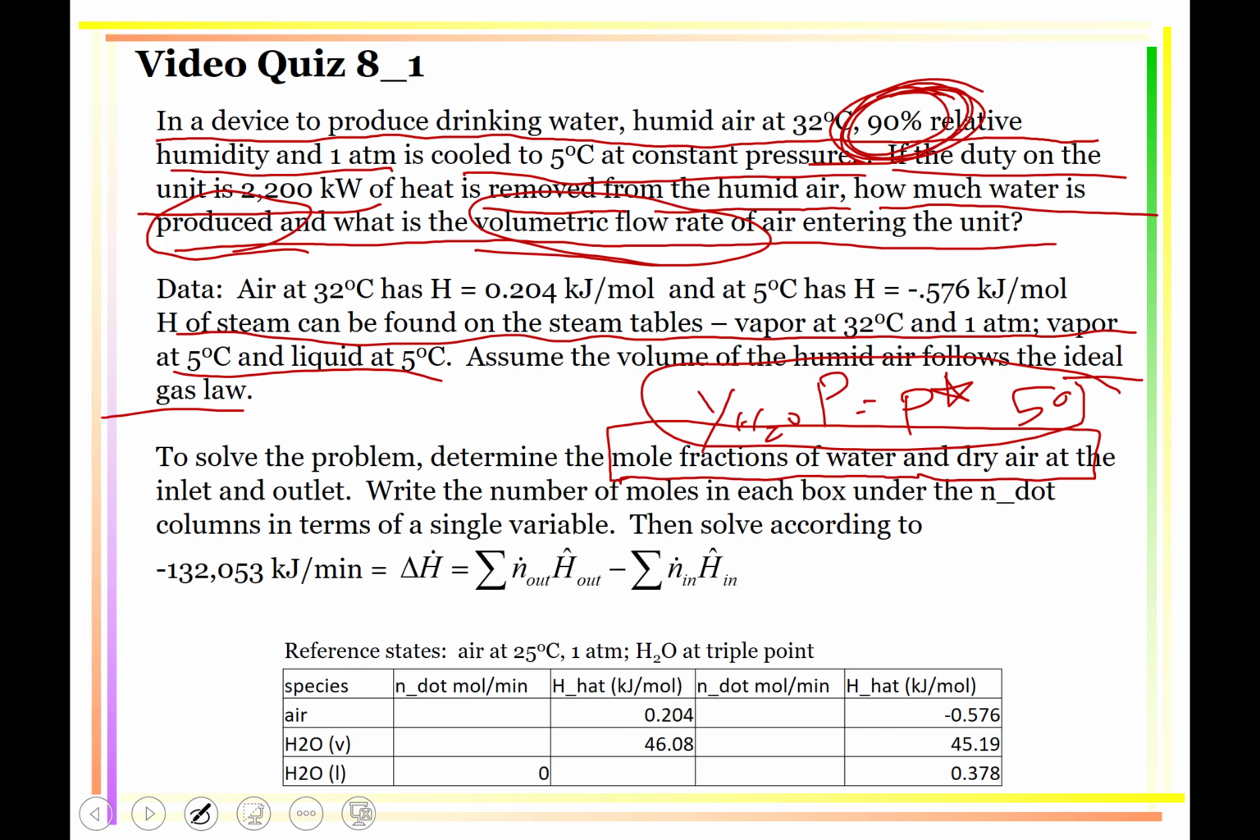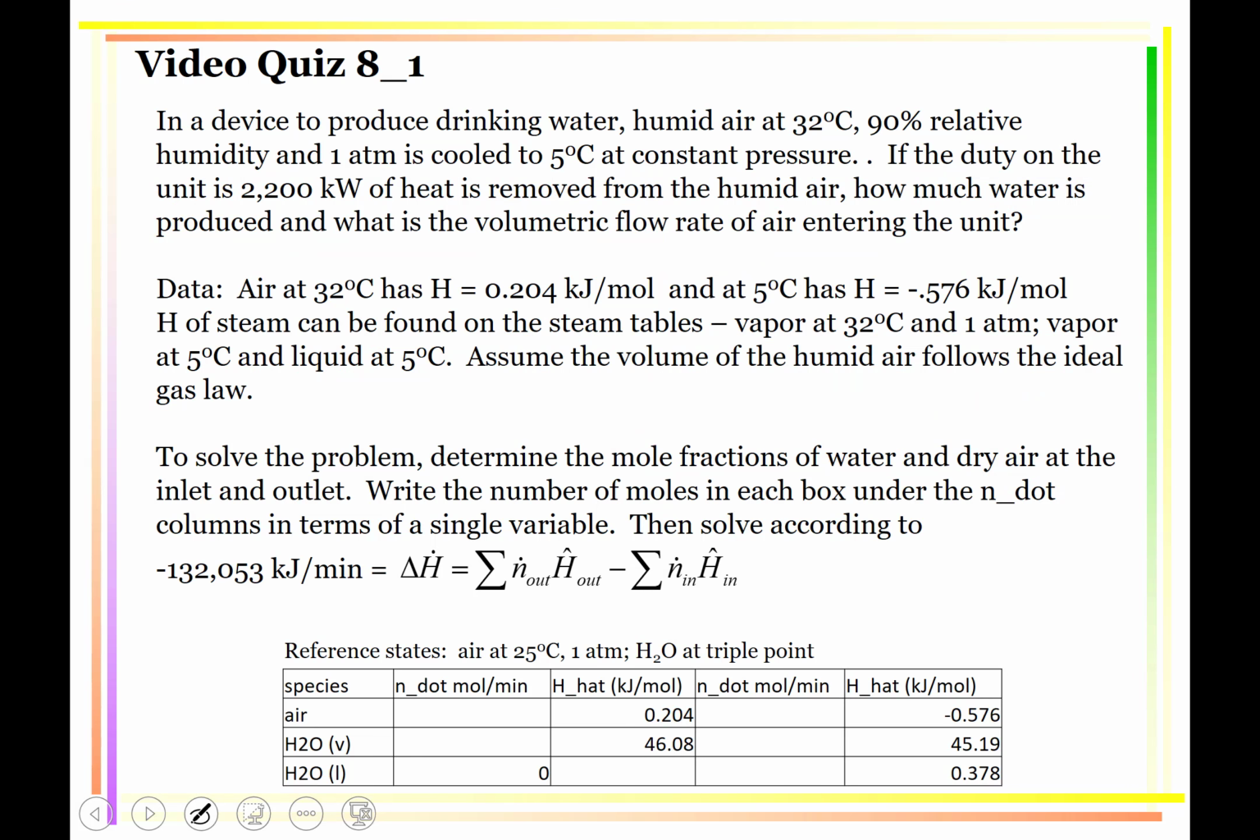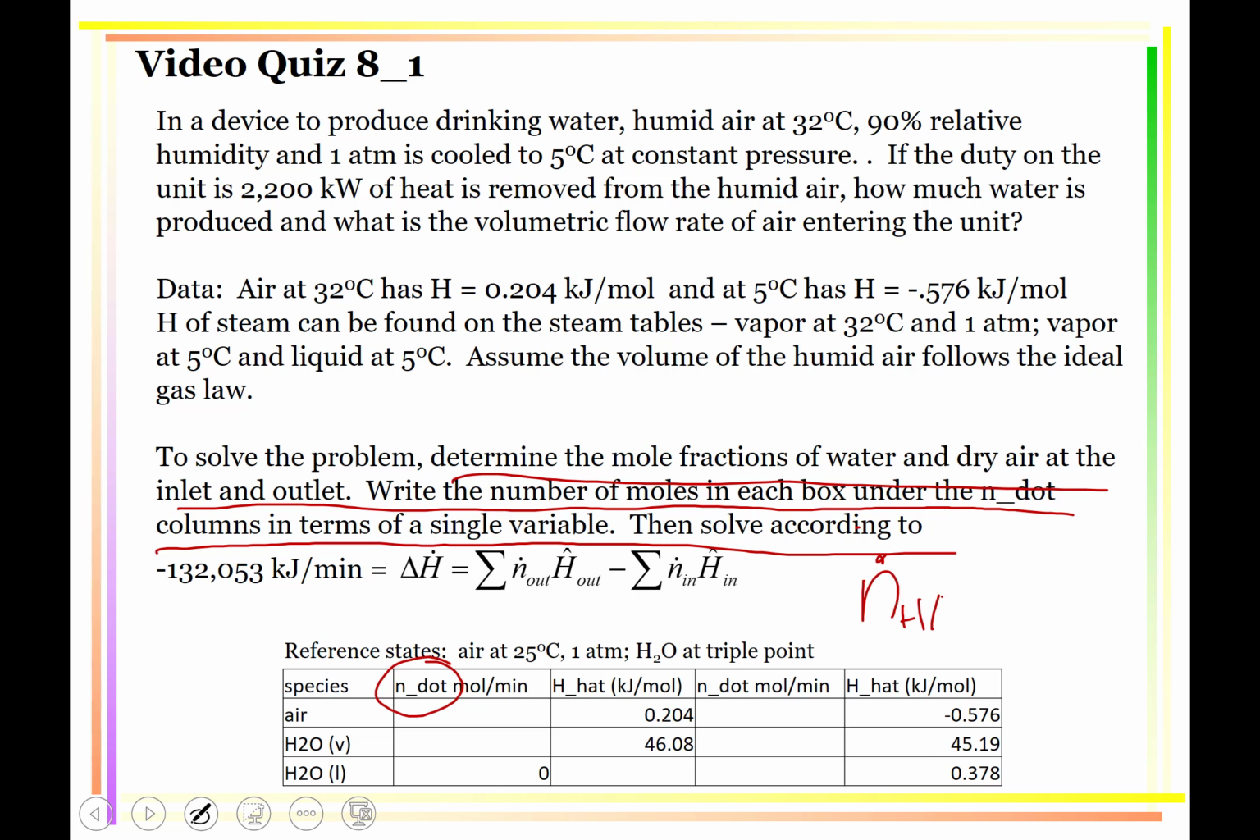Here are the suggestions about how to approach this. Determine the mole fractions of water and dry air at the inlet and outlet. Write the number of moles in each box under the n dot columns in terms of a single variable. May I suggest the n dot of humid air entering, n dot of HA entering, could be your variable. Then you can multiply the mole fraction of the air times that value and the mole fraction of water times that value. We don't have any liquid water going in, so this is nothing. You can do the same thing on the outlet. And then you can do the energy balance to find how much liquid is going to be coming out. Okay, good luck.